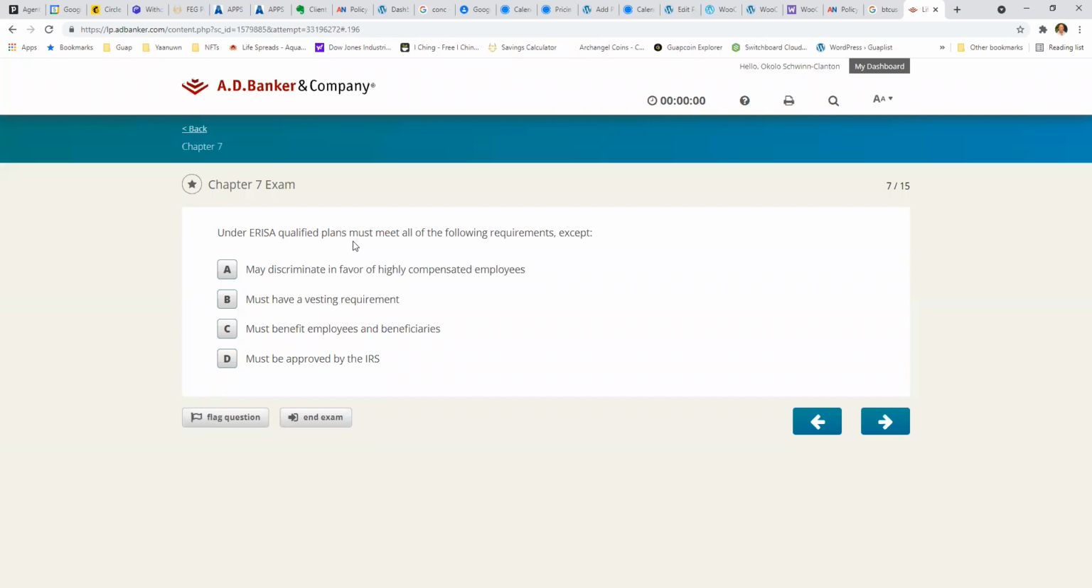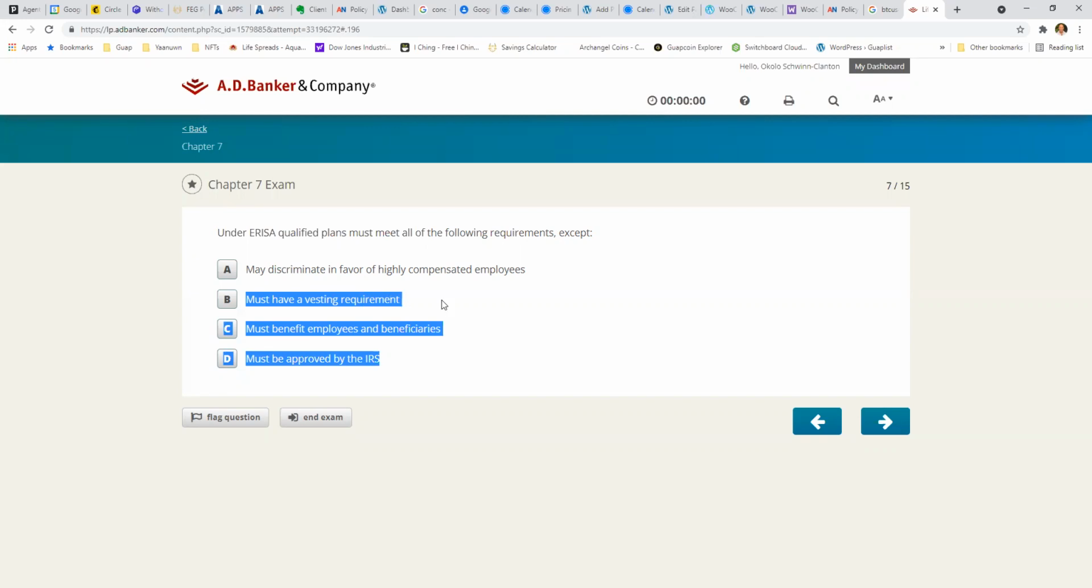Under ERISA qualified plans, which is a qualified retirement plan, plans must meet all of the following requirements except. Remember, except is always going to be a tricky question. Except they discriminate in favor of highly compensated employees. So under ERISA plans, they must meet all of the following requirements. They may discriminate in favor of highly compensated employees. That's not true. So I'm pretty sure A is the answer, but let's confirm that these are true to make sure that we didn't get the wording wrong.